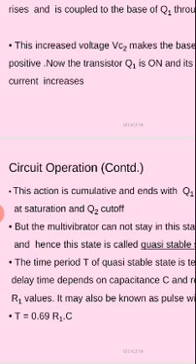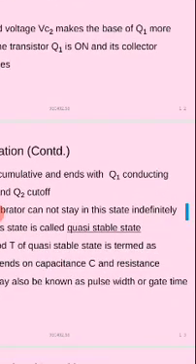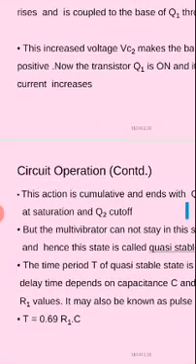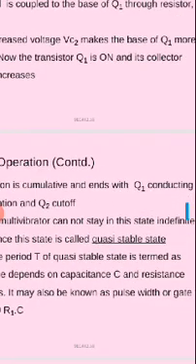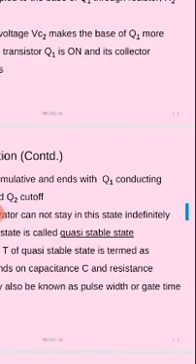But the multivibrator cannot stay in this state indefinitely, and hence this state is called quasi-stable state.